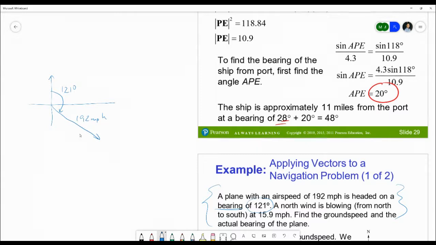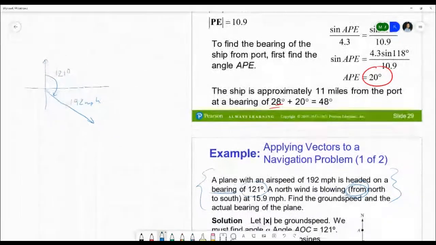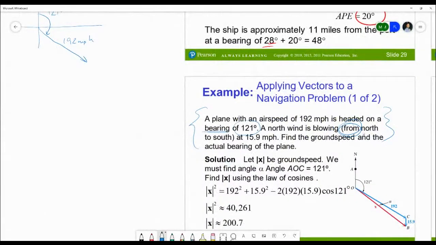And then a north wind is blowing from north to south. So anytime that you're seeing the word from, okay, from north to south, it tells you that it's coming from the north, which means that the direction it's going is actually the opposite. So it's actually going to the south. So you can see here it's going downward, okay? You're not going to get this little parentheses here every time. If they say from whatever, that means it's going to be in the opposite direction. That's where it's going to go. So from the north, so here's the north, but it's going to go down to the south at 15.9 miles per hour.